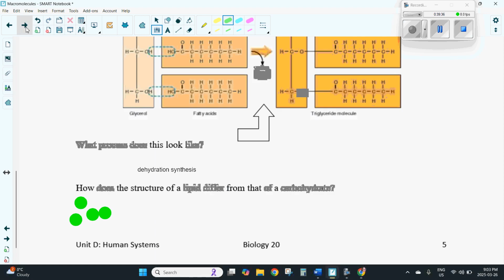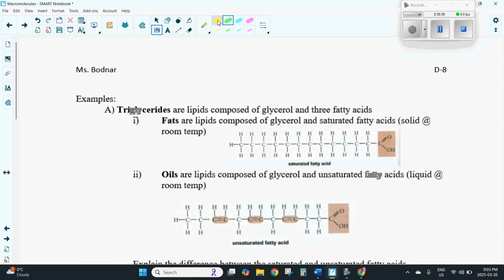Okay. The examples of our lipids, we have triglycerides, which is that glycerol with 3 fatty acids. So triglycerides can be subdivided into fats and oils. Fats are lipids that are composed of glycerol and a saturated fatty acid. Now, a saturated fatty acid is an example of this diagram that you see below here. This is a very straight chain. So this is a solid at room temperature.